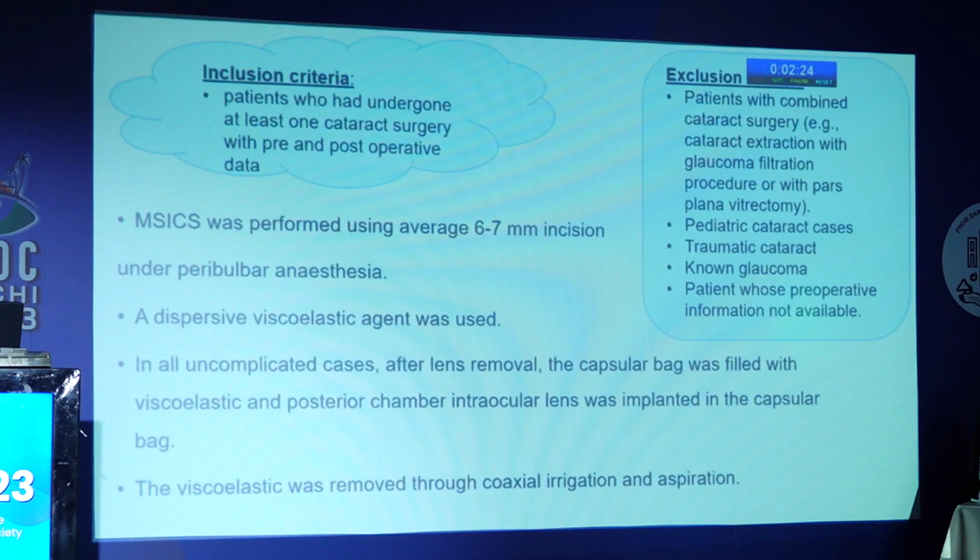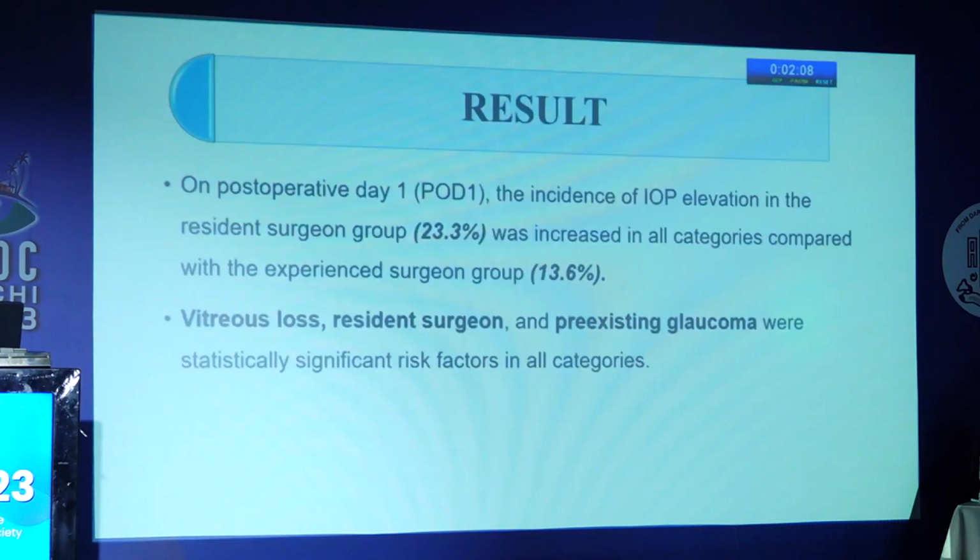Manual small incision cataract surgery was performed under peribulbar anesthesia. A dispersive viscoelastic agent was used to fill the anterior chamber. In all the uncomplicated cases, after the lens removal, the capsular bag was filled with viscoelastic, and the viscoelastic was removed through coaxial irrigation and aspiration.